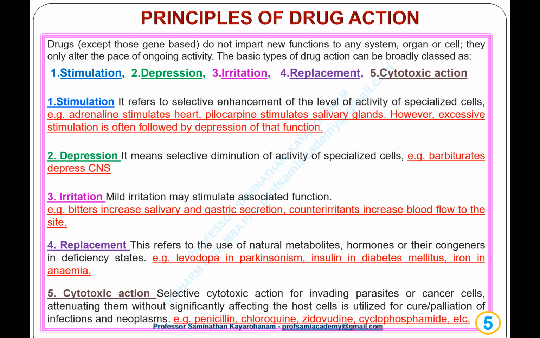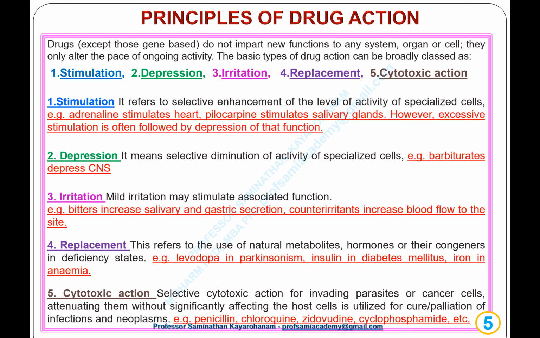3. Irritation. Mild irritation may stimulate associated function. For example, bitters increase salivary and gastric secretion. Counterirritants increase blood flow to the site. 4. Replacement. This refers to the use of natural metabolites, hormones or their congeners in deficiency states. For example, levodopa in Parkinsonism, insulin in diabetes mellitus, iron in anemia.